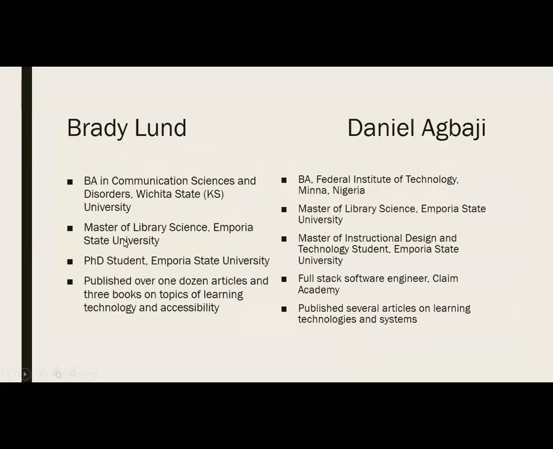So briefly, just about who we are. My background, my undergraduate degree was in speech pathology, essentially, and then I received a master's of library science from Emporia State. I am now currently a PhD student here at Emporia State. I've published several articles and several books in just the last couple years on the topic of universal design and accessibility law in the United States.